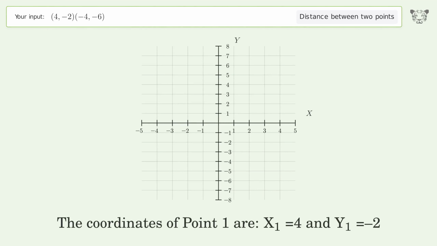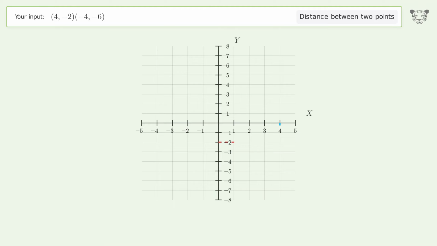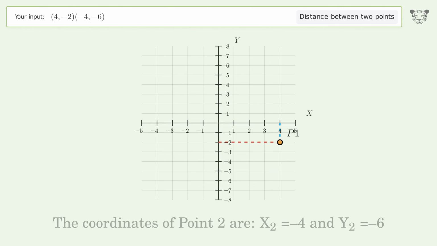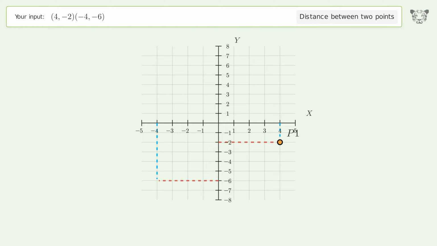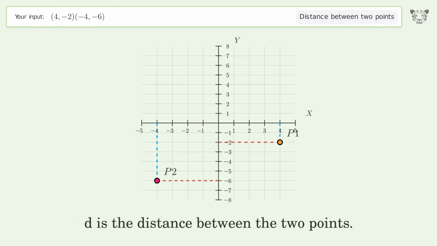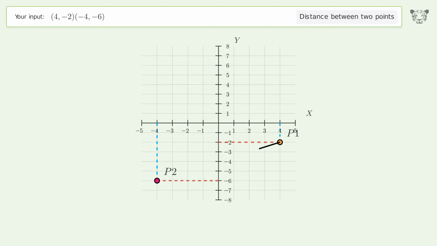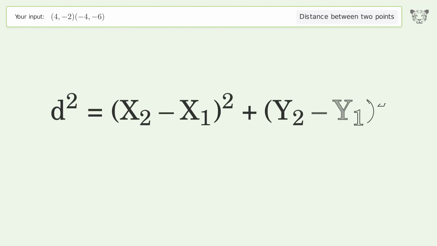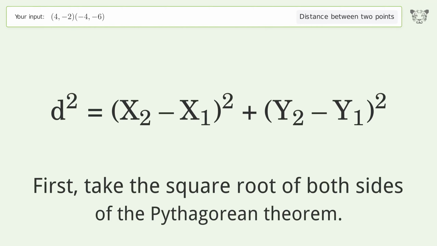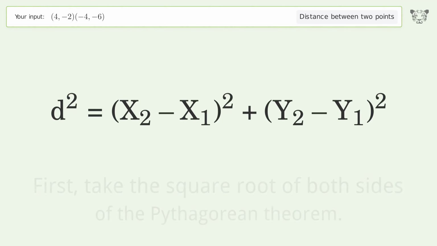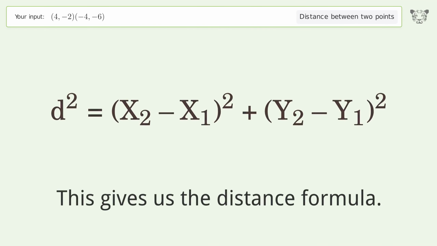The coordinates of point 1 are x1 equals 4 and y1 equals -2. The coordinates of point 2 are x2 equals -4 and y2 equals -6. D is the distance between the 2 points. First, take the square root of both sides of the Pythagorean theorem. This gives us the distance formula.